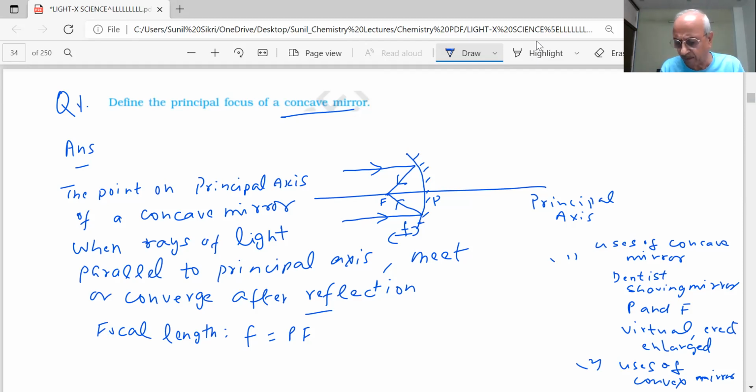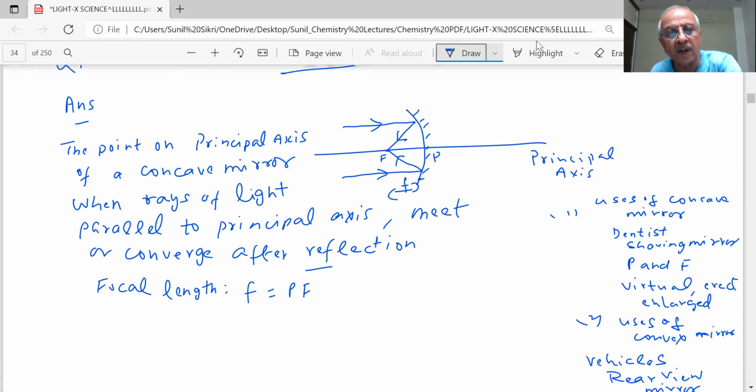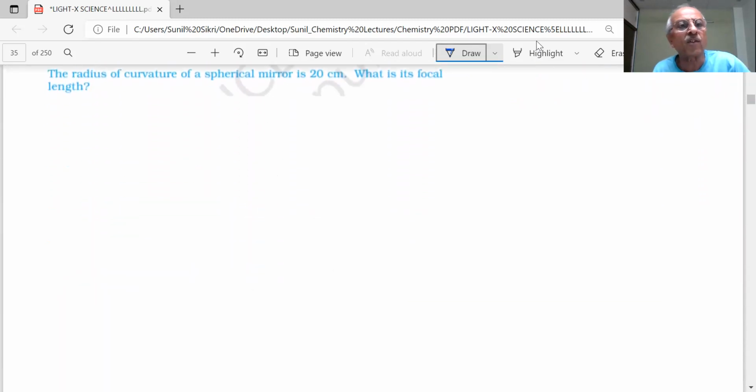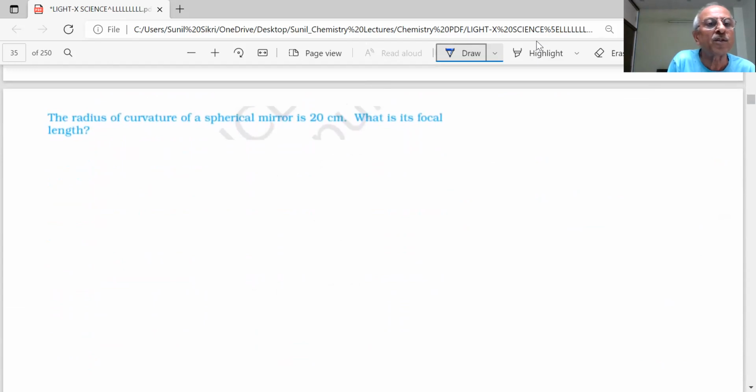Can I proceed further? Yes, sir. Okay, keep your notes ready. Question number 2 is coming, student. The radius of curvature of a spherical mirror is 20 centimeter. What is its focal length? Okay, you have 1 minute to answer the question.